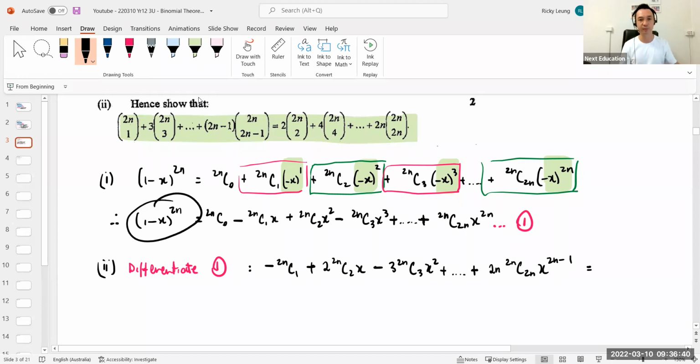This guy differentiated, remember, chain rule, right? So 2n comes down, (1 minus x) to the power of 2n minus 1, and then multiply by the derivative of the inside, right? Which is important.